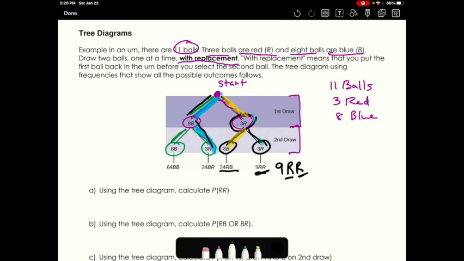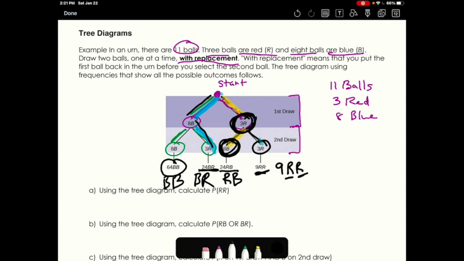Now this one is 24 outcomes because you take 3 times 8, but this means you pick a red ball first and then a blue ball. That's why the R comes first and then the blue, because you pick the red and then the blue. Now on this one here, you still have the same number of outcomes, but you pick the blue ball first and then the red ball.